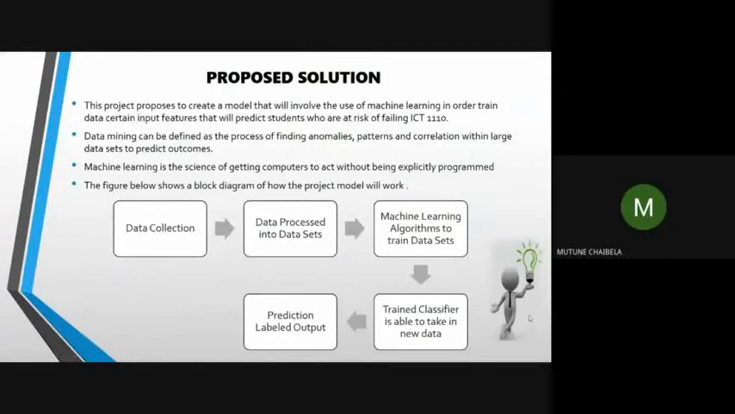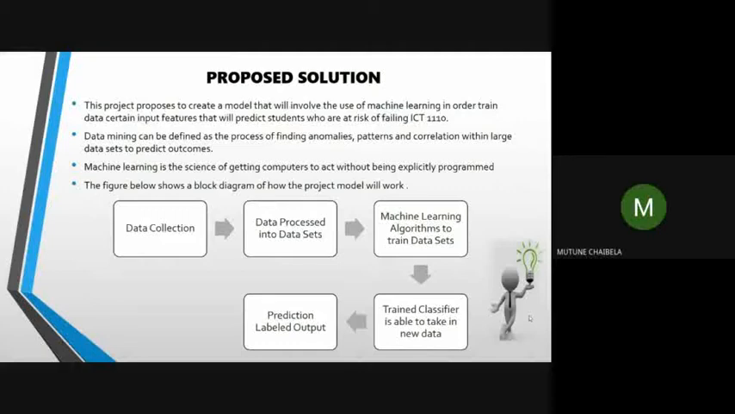I am Mutune Chaibela, and I'll continue from where my friend has ended. I'll look at the proposed solution. Our project model involves data mining and machine learning. Data mining is a process of finding anomalies, patterns, and correlations within large data sets to predict outcomes. Machine learning is the science of getting computers to act without being explicitly programmed. The figure below shows the block diagram of our project model.